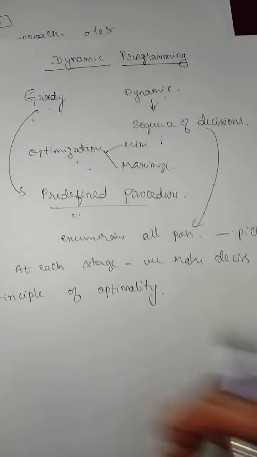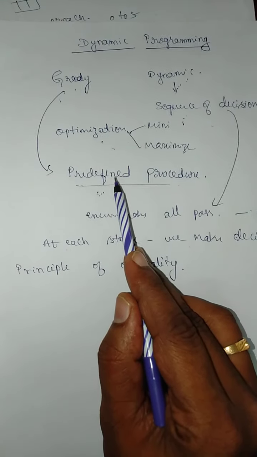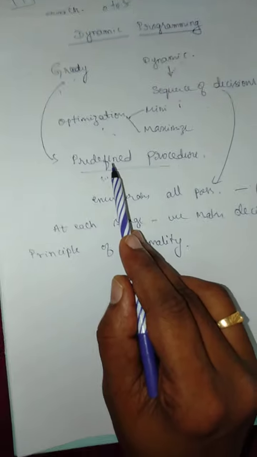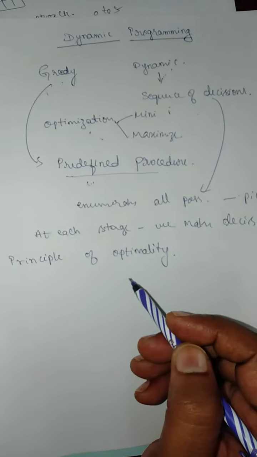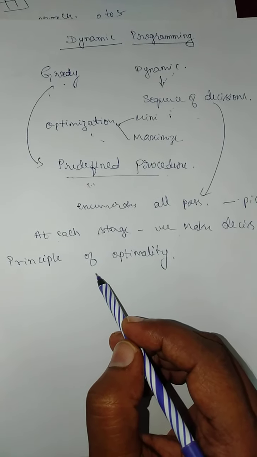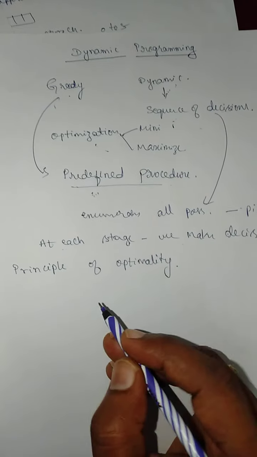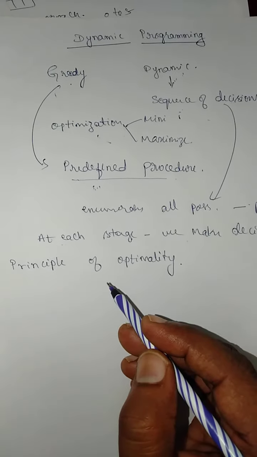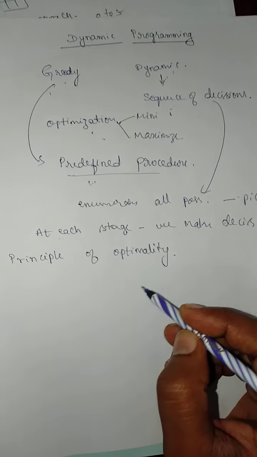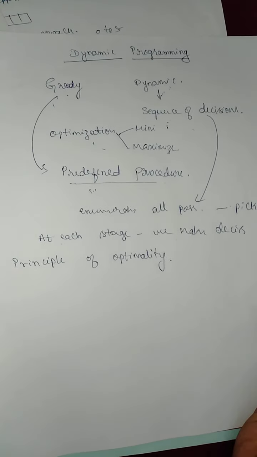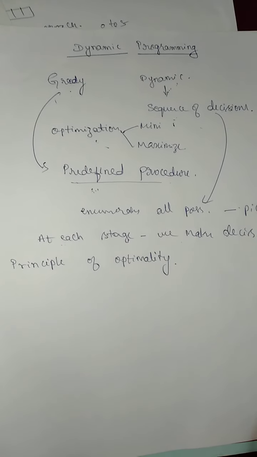So in case of greedy, the procedure was predefined. At each stage we take only one kind of decision, that is, we select the minimum cost edge. But in dynamic programming, that is not the case. Whatever may be the initial stage and initial decision, the next decision is purely not related to the first decision. Finally, this sequence of decisions should lead to the optimal result.